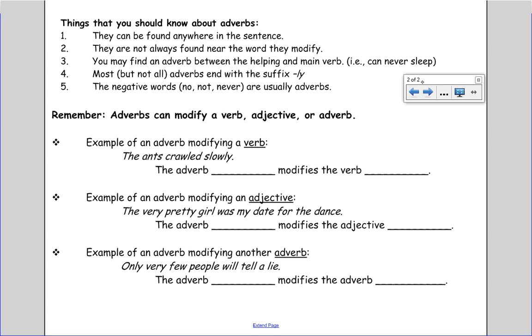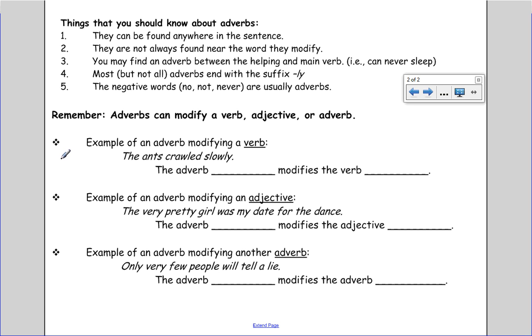It's probably an adverb if it's a negative word especially. A lot of adverbs end with the suffix ly, so that can kind of give you a hint. So if you see a word that ends in ly and it answers one of our questions, then it's probably an adverb. And then finally, the negative words like never, no, not are usually adverbs. So let's go through and practice a little bit more before I let you on your own.